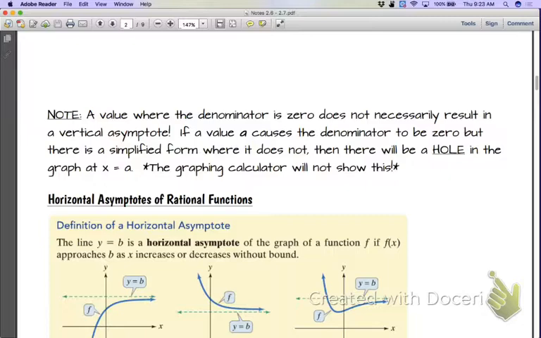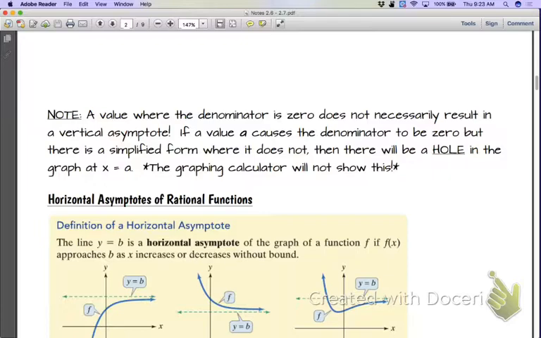Depending on what you have, sometimes you may have holes, you may not have holes, you may have vertical asymptotes, you may not. Your asymptote in your graph is basically running to that, like running to that magnet. Either from the top side or the bottom side of it.